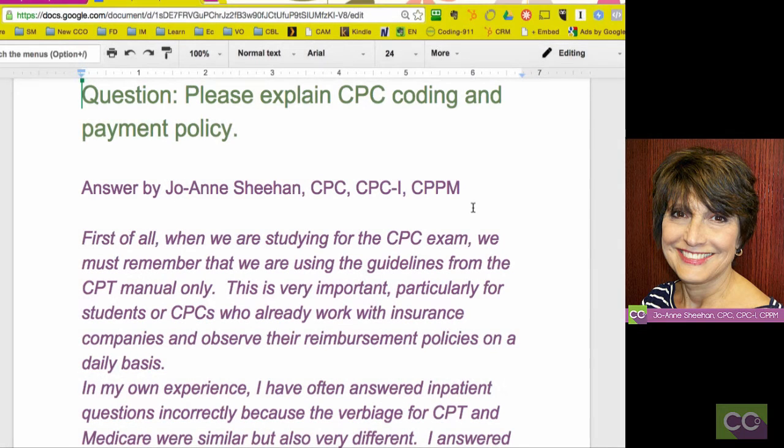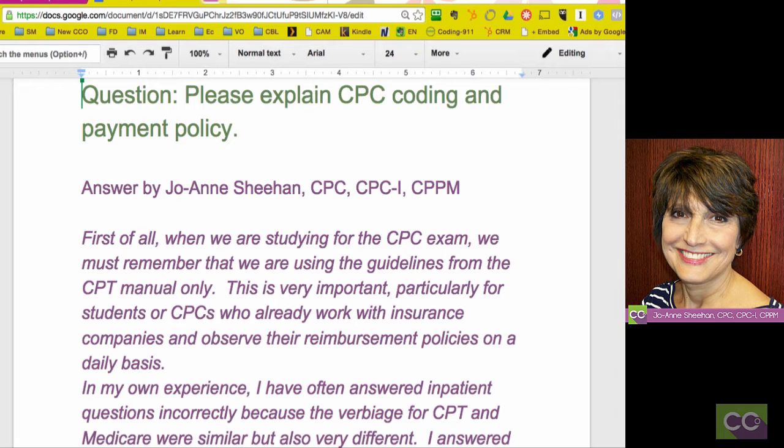It's really important for coders to understand this, because when we're studying for the CPC exam, we always have to remember that we're using the guidelines from the CPT manual only. That's very important, particularly for students or CPCs who are already working with insurance companies and observe their reimbursement policies on a daily basis. The way CPT presents information and the way insurance companies adopt it, it's all relative. In my own experience, even when I was studying for the exam, I always got inpatient E&M code questions wrong because I thought in the Medicare mindset as opposed to the CPT. And it really makes a difference.